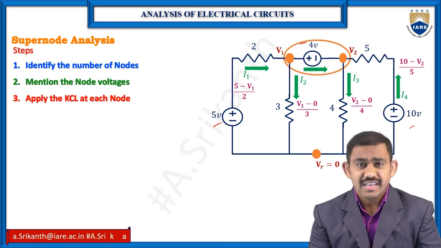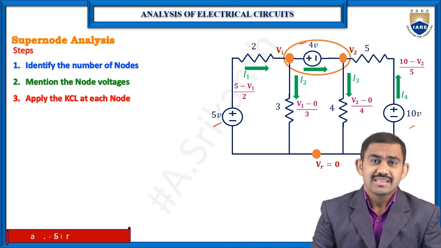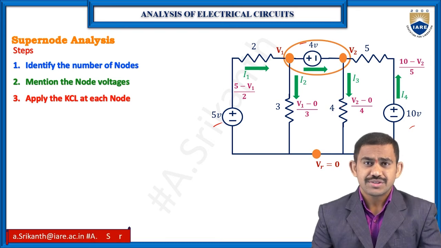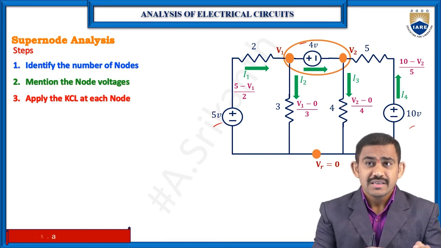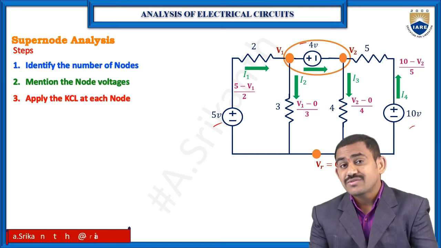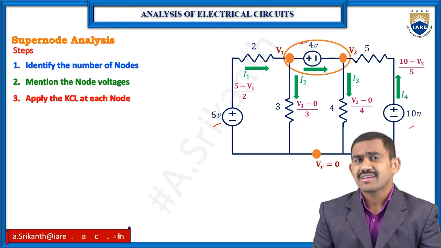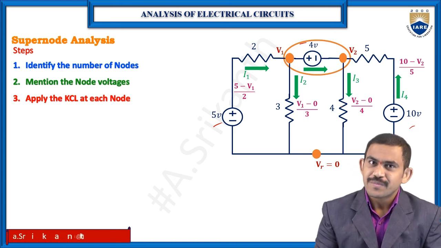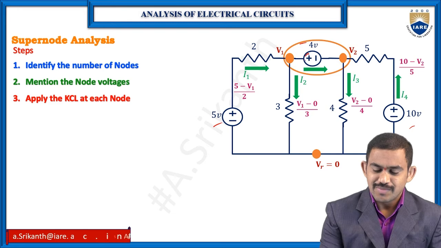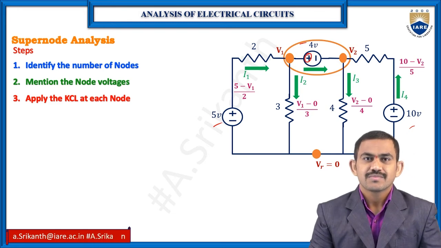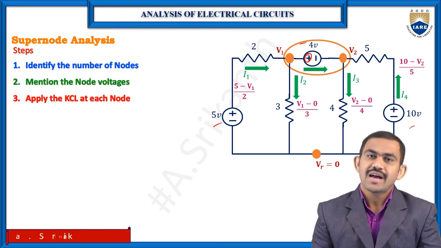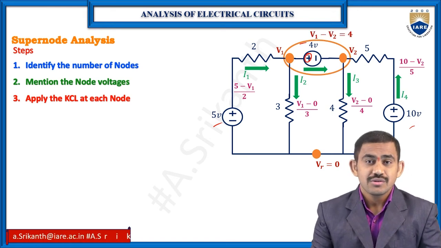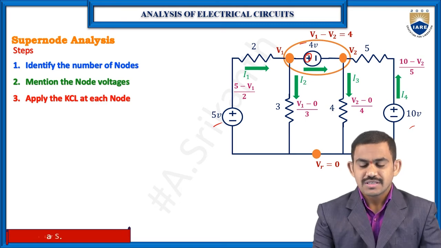Now, what is the ideal voltage source equation? Just observe the current direction, which is positive to negative. The current direction is from V1 to V2, so I need to write V1 minus V2. Is it equal to plus 4 or minus 4? Plus 4, since the direction is positive. So the equation is V1 minus V2 equal to plus 4.